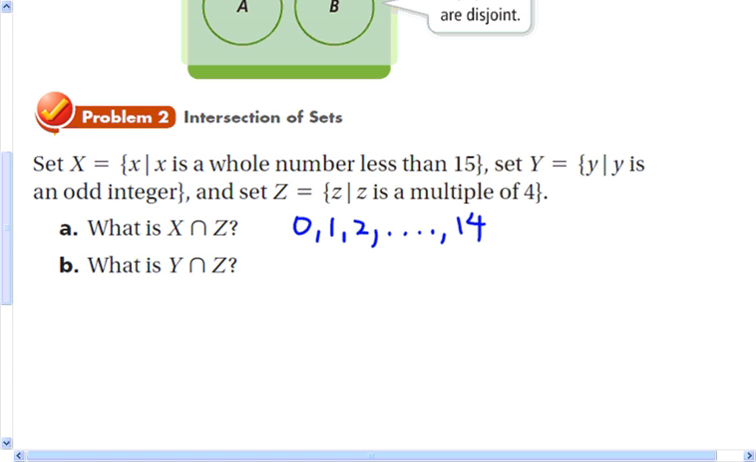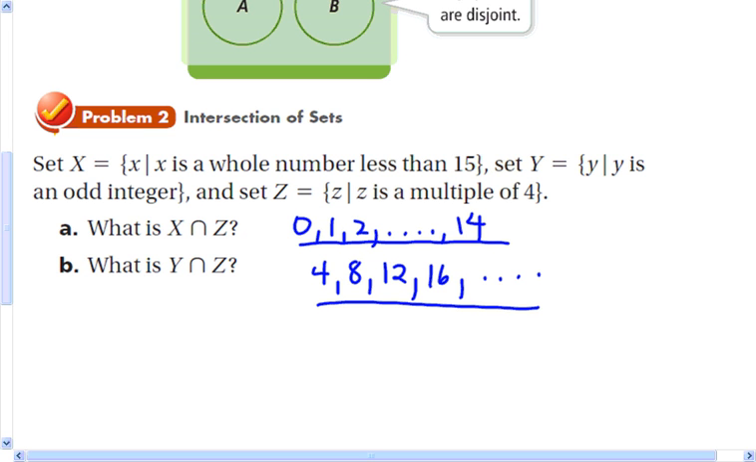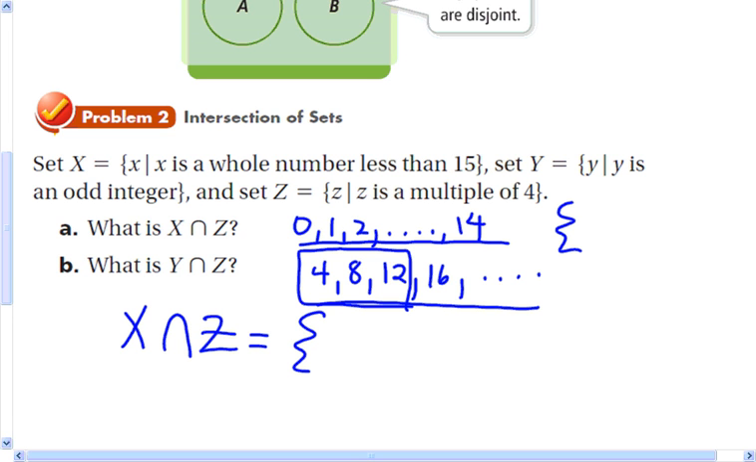And z is anything that's a multiple of 4, so that's 4, 8, 12, 16, and so on. That keeps going. So x intersect z would be any items that are in x that are also in z. And so we really only need to worry about these first 3, and we'll write that in roster form. X intersect z equals this set {4, 8, 12}.